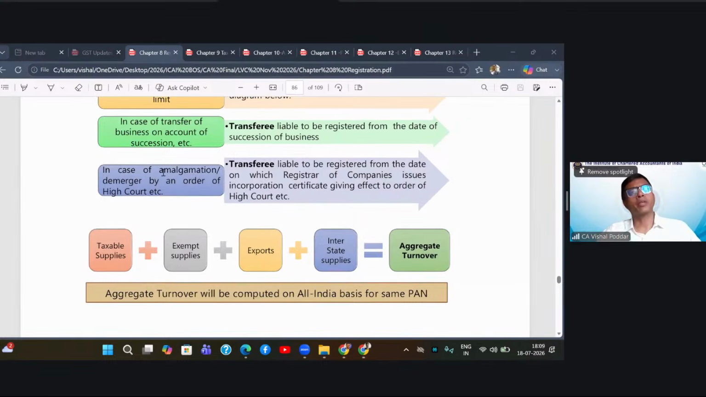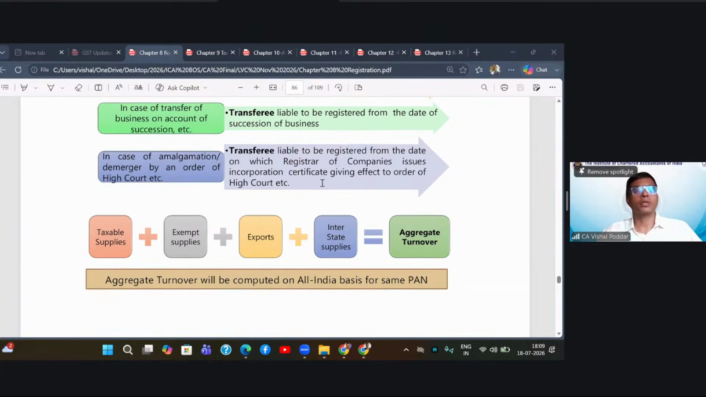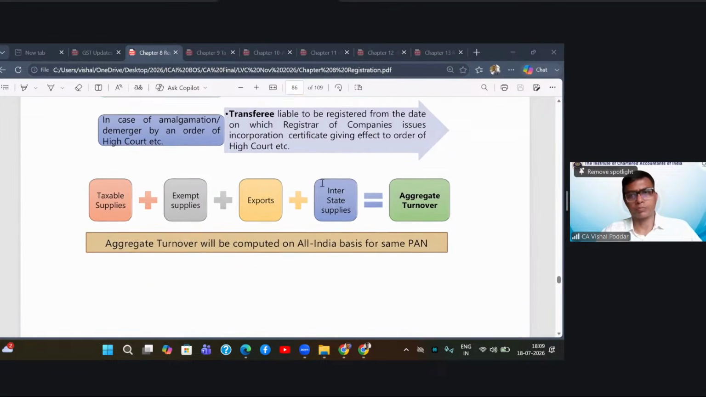And next, wherever you get amalgamated or demerged by an order of the court, then again the transferee is liable to take registration from the date on which the Registrar of Companies issues the incorporation certificate giving effect to the order of the High Court.